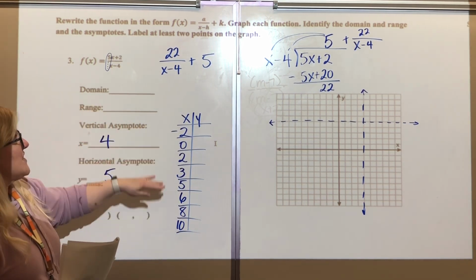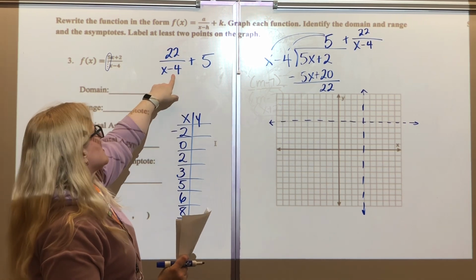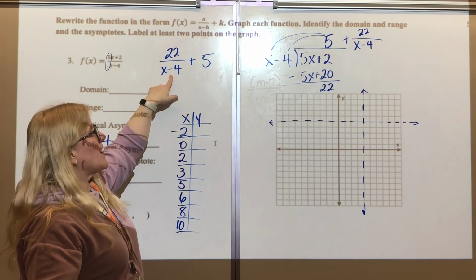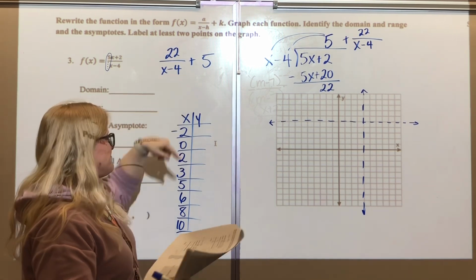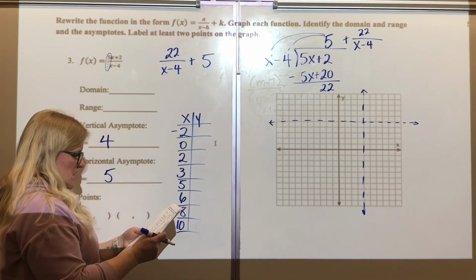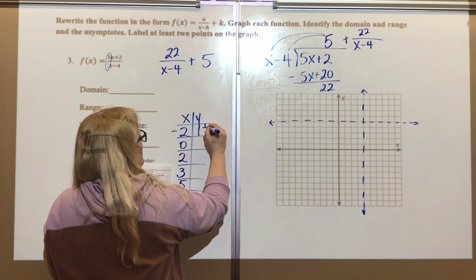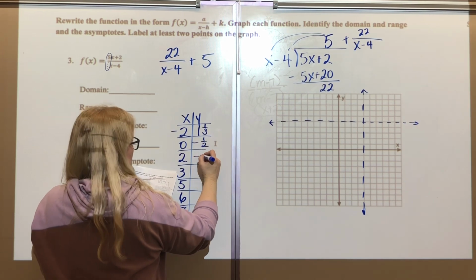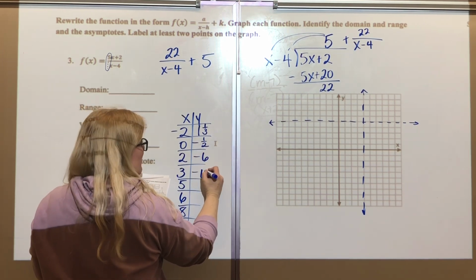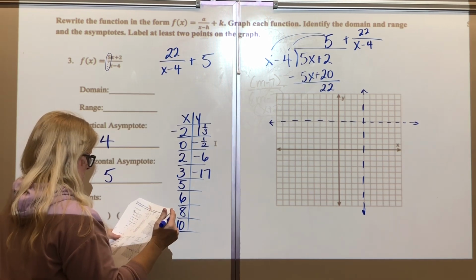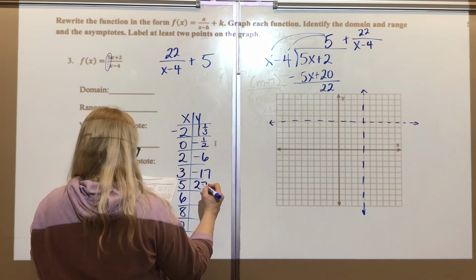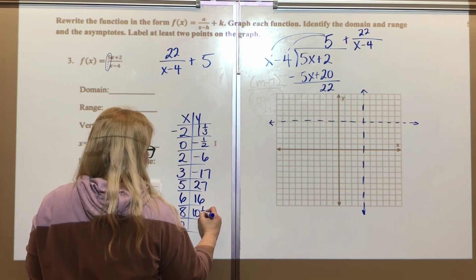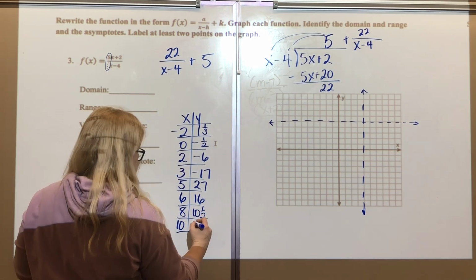And when I plug all these in, and it doesn't matter which equation, you can plug it into here, you can plug it into here. On your calculator, it might be easier to plug it into this one since there's only one x. Let's see, negative 2 gives me 1 1/3. 0 gives me negative 1/2. 2 is negative 6. 3 is negative 17, so that's going to be way down. 5 is 27. 6 is 16. 8 is 10 1/2. And 10 is 8 2/3.